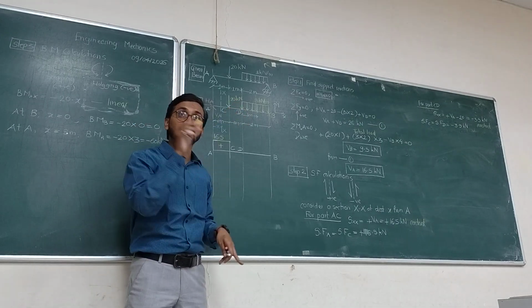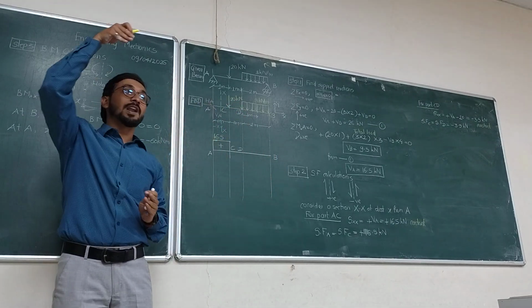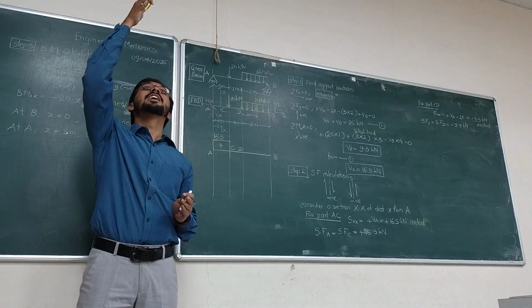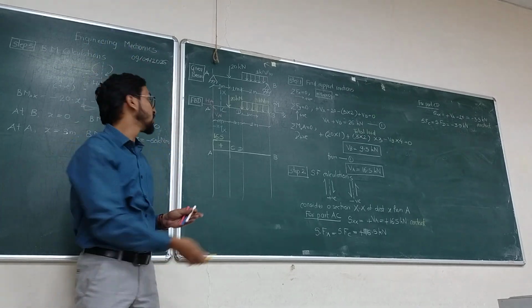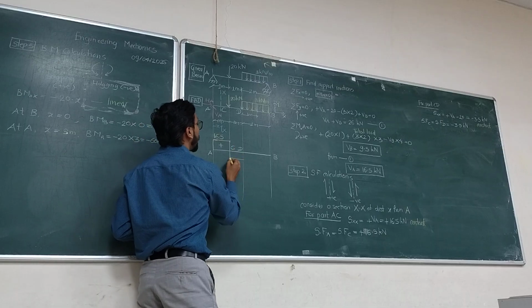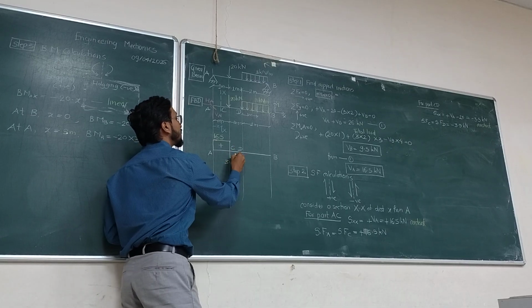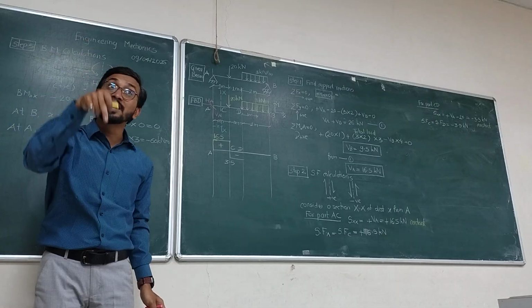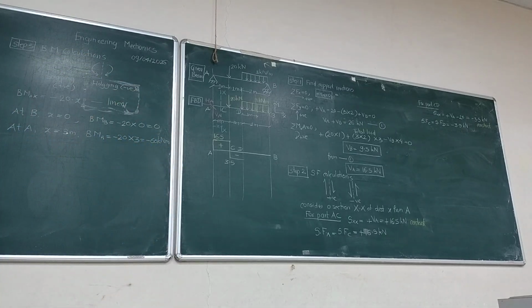I told you, in the SFD, when you are moving the section, wherever there is a point load, the shear force changes abruptly. This abrupt change from 16.5 to minus 3.5 is because of the concentrated point load. And what happens due to the concentrated moment? There is a sudden drop, increase or decrease. Can you tell me the two values of bending moment at A due to the concentrated moment?